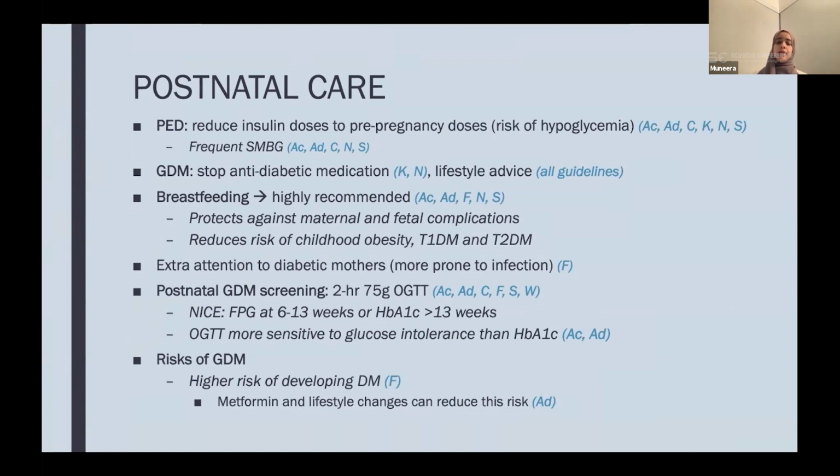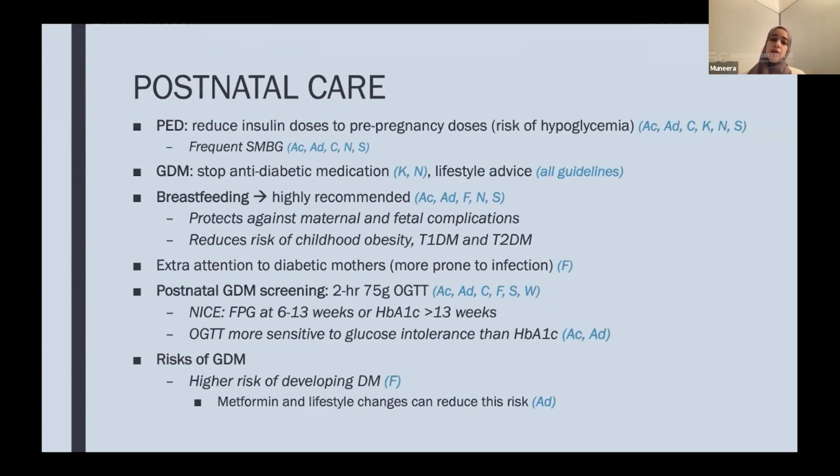Breastfeeding is highly recommended. It is found to protect against maternal and fetal complications, and it also reduces the risk of childhood obesity, type 1 and 2 diabetes. We need to pay extra attention to diabetic mothers because they are more prone to infection.